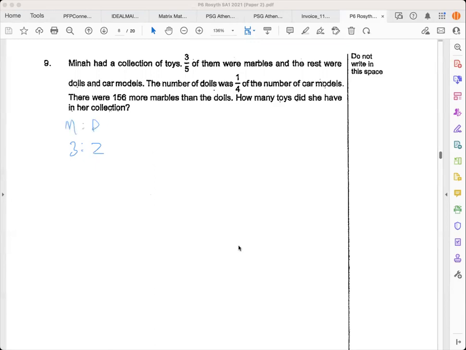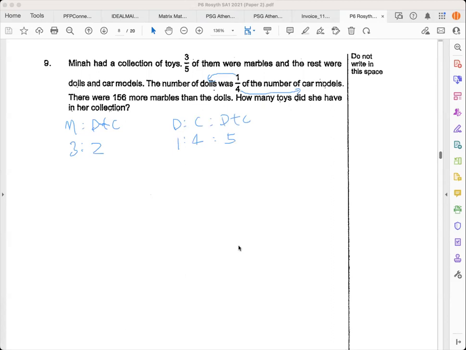So dolls plus car models, this is the ratio. The number of dolls was 1/4 the number of car models. So 1 refers to dolls and 4 refers to car models. So dolls to car models is 1:4. Now we got two ratios. We look for a common base. The common base is D plus C. So in this case, it is 5.